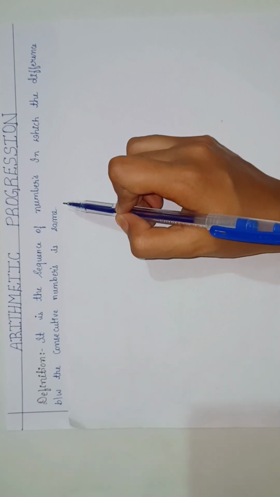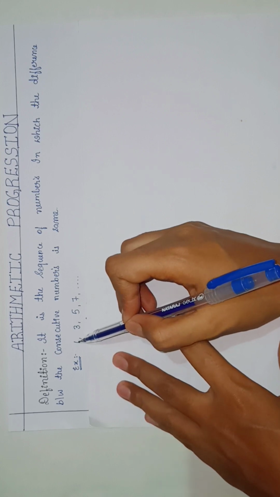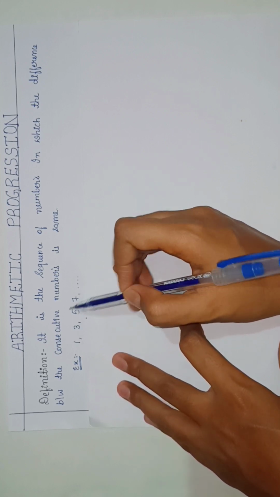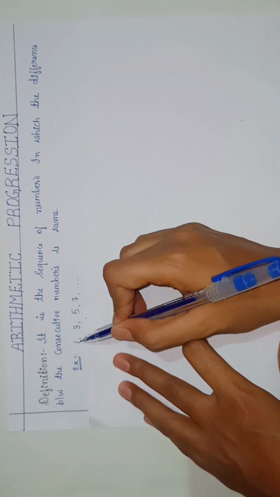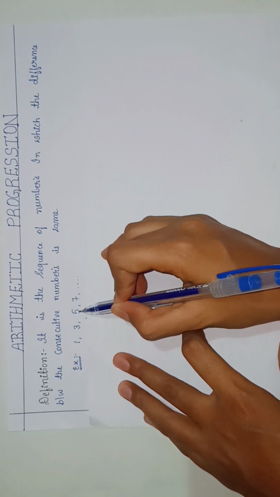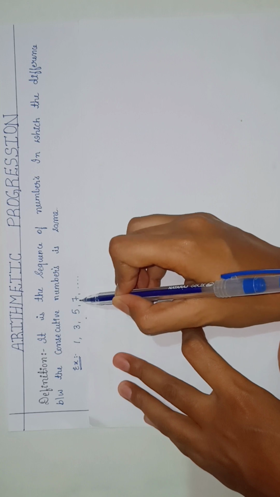Let me clear this with an example. I have considered this sequence of numbers: 1, 3, 5 and 7. Consecutive numbers means the numbers which are neighboring to each other. 1 and 3 are consecutive numbers. 3 and 5 are consecutive numbers. 5 and 7 are consecutive numbers.